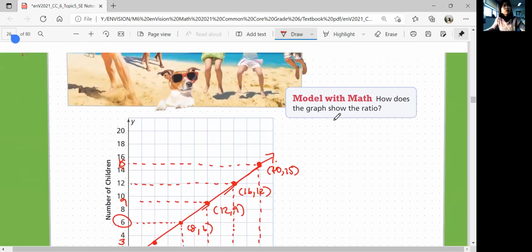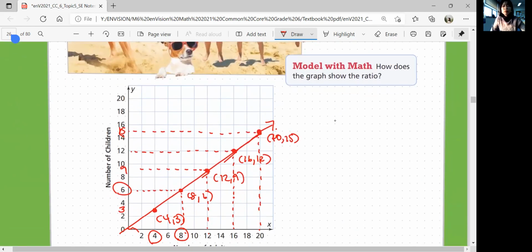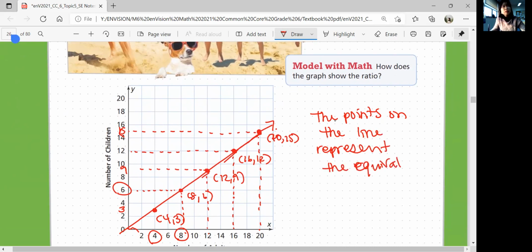So how does the graph show the ratio? The points on the line represent what? The equivalent ratios of what? 4 adults to 3 children.